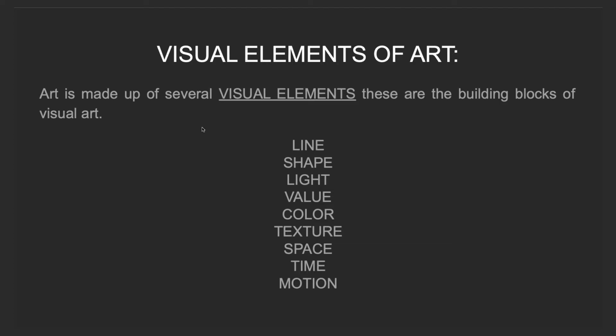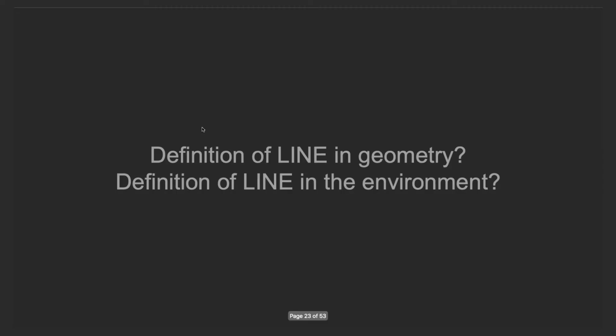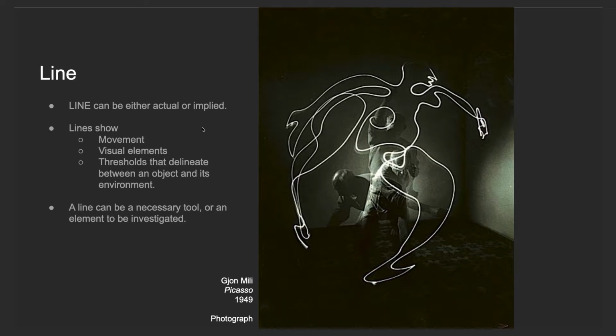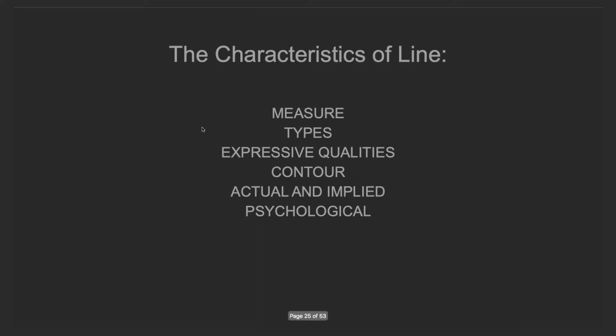In chapter 2, we talked about line, shape, light, value, color, texture, space, time, and motion. Line is anything, really. Anything that shows a delineation between spaces, or it is a drawn thing. Lines can be described in any way. Some of what we do talk about when we talk about lines are the measure, the types of lines, expressive qualities, contour, actual and implied, and psychological.